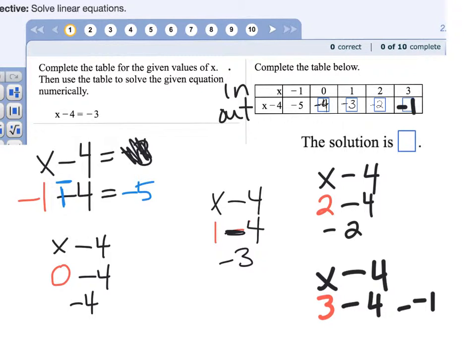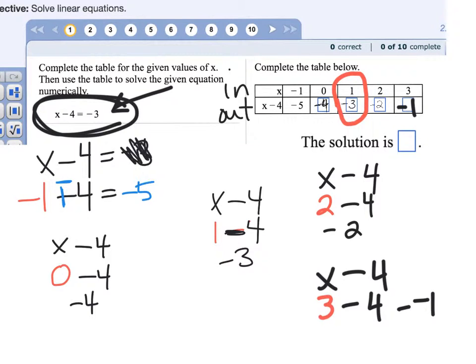So now the idea is, if our goal all along was to have an answer of negative 3, because that's what this negative 3 is for, which input gives us the winning solution? Well, the answer is right here. The input of 1 gives us the winning solution of negative 3. So that means 1 is our solution. It's the winner. It's the winning input.